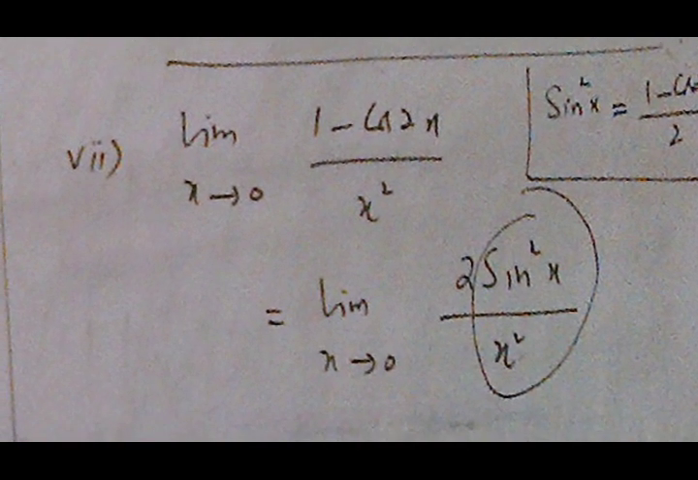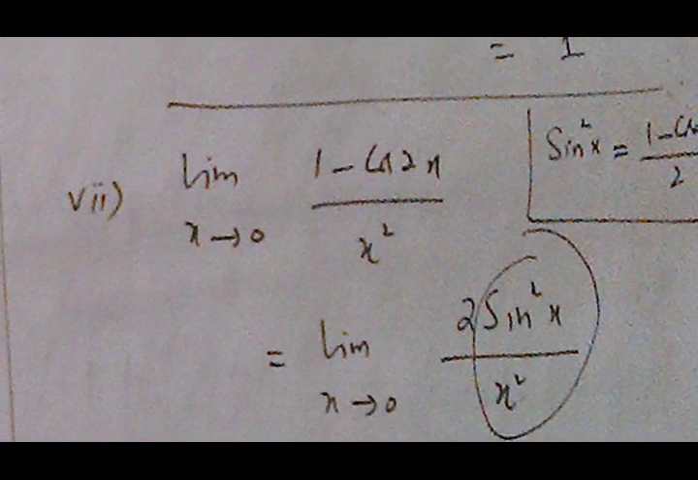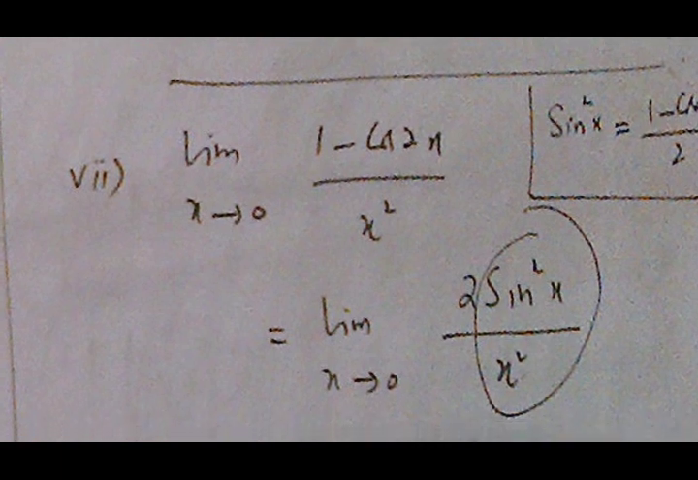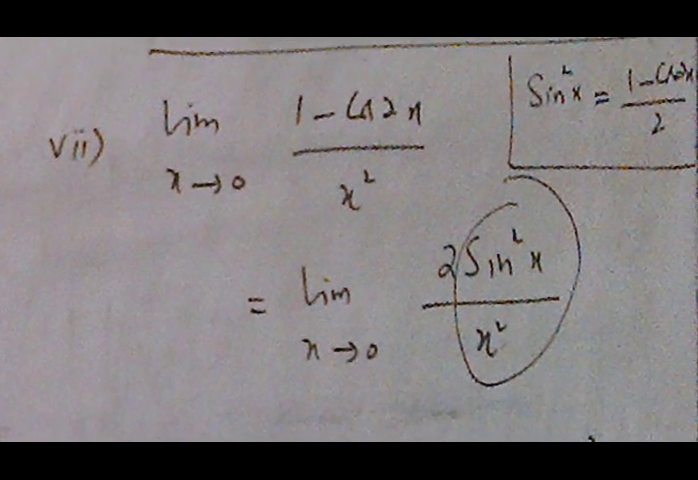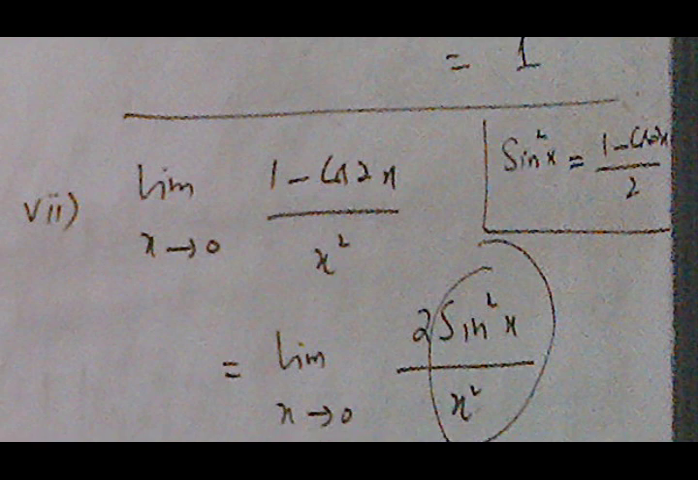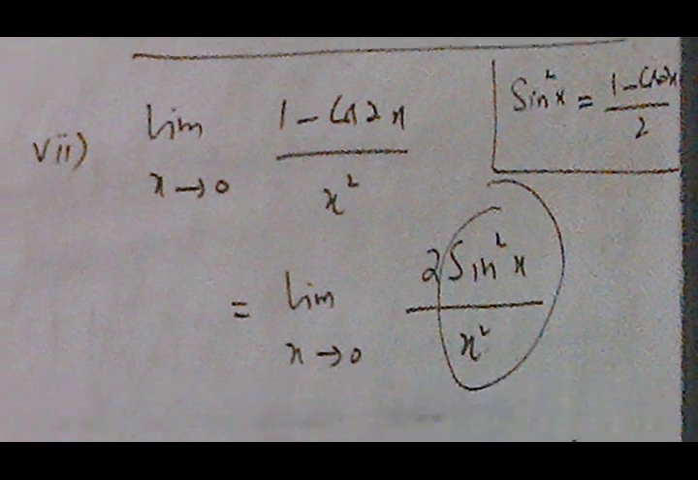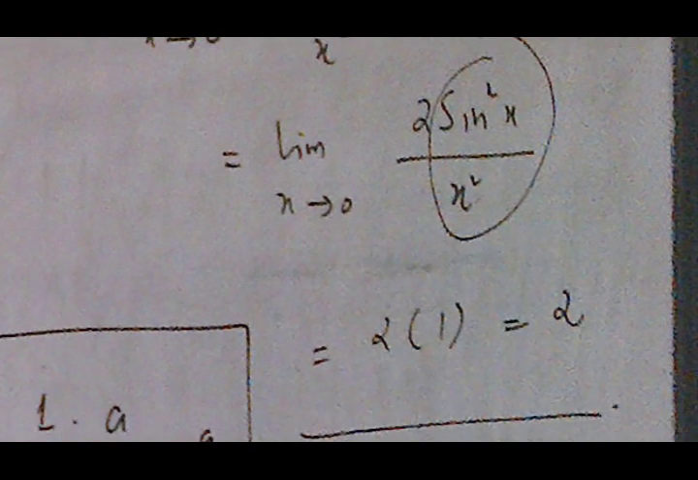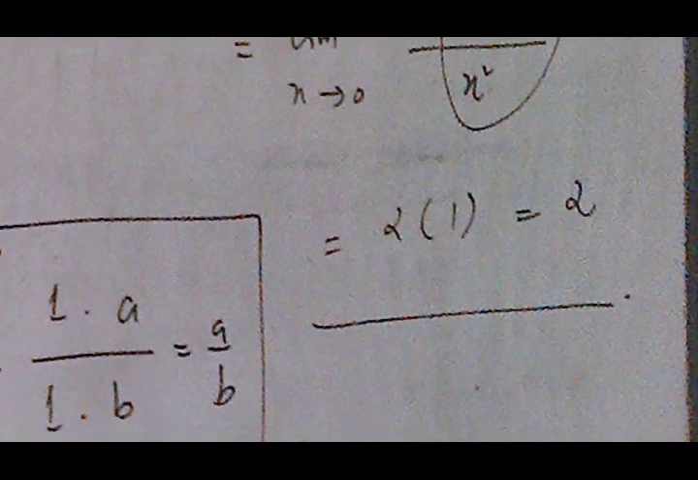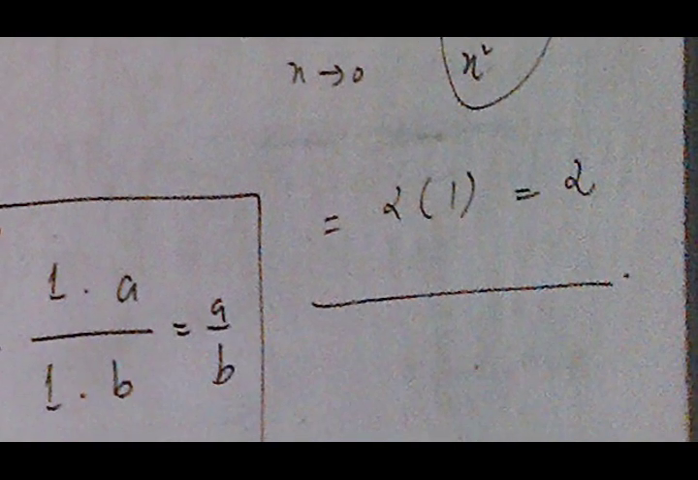1 minus cos 2x over x square, we write 1 minus cos 2x is equal to 2 sin square x, because sin square x is equal to 1 minus cos 2x over 2, and sin square x over x square is equal to 1. 2 into 1 is equal to 2.